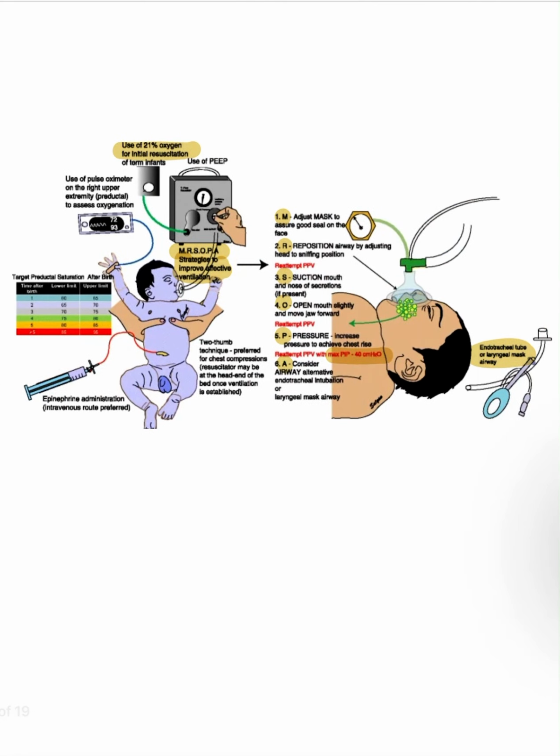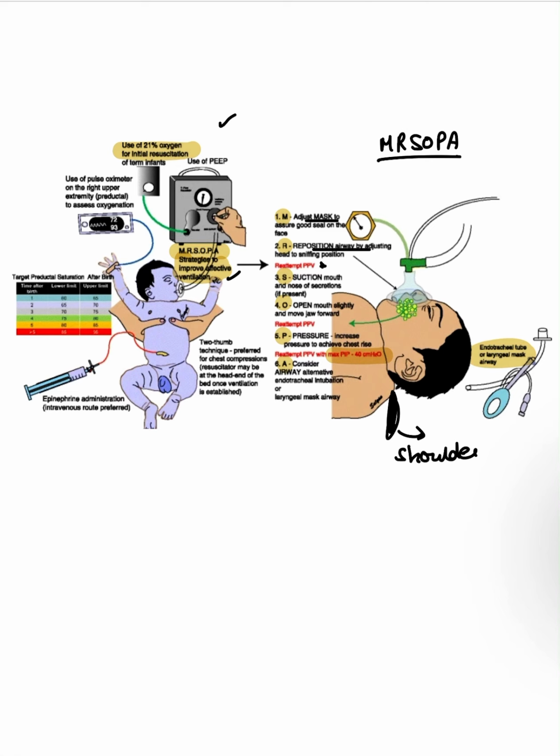Okay, we have read all these things, guys, but if there is no effective ventilation, remember the mnemonic MR SOPA. So what is MR SOPA? M is for adjust the mask. R is for repositioning the airway by giving a sniffing position. Sniffing position means basically keeping a shoulder roll under your shoulder blade, guys.